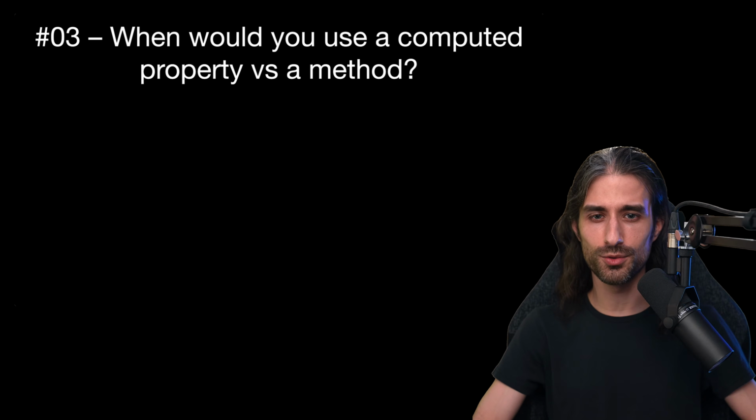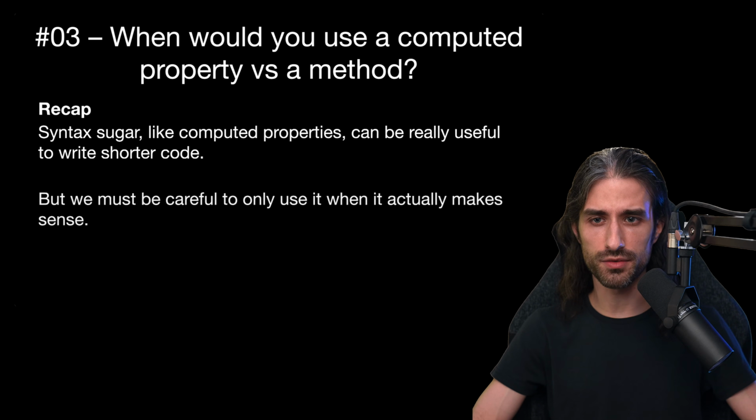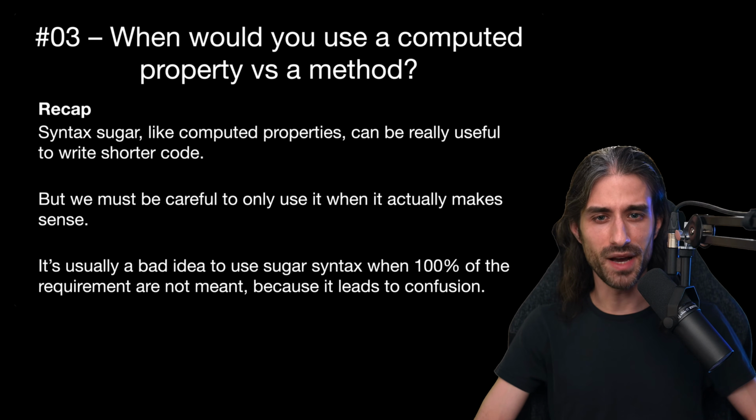Now let's move on to the recap. So for this recap, we can conclude by stating that syntax sugar, like computed properties, can be really useful to write shorter code. However, we must be really careful to only use syntax sugar when it actually makes sense. And it's usually a bad idea to try to use a syntax sugar when not 100% of its requirements have been met, because it's basically guaranteed to lead to trouble at some point.